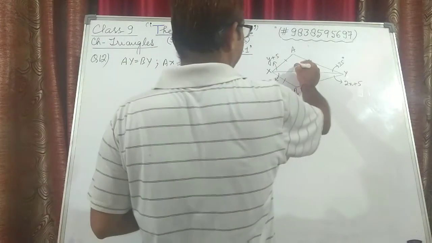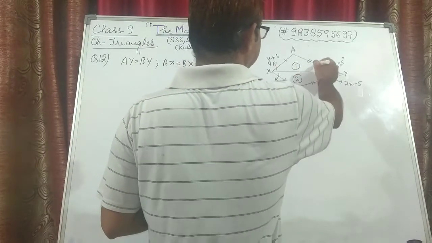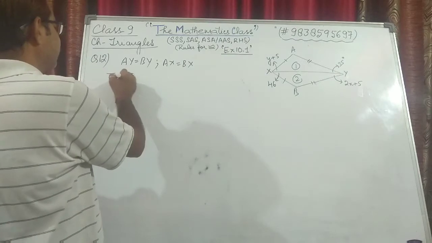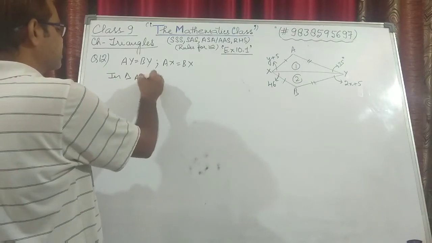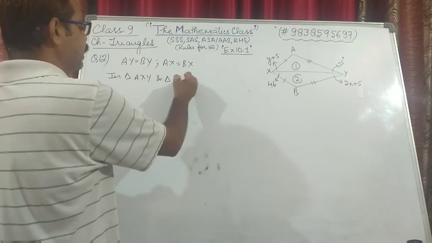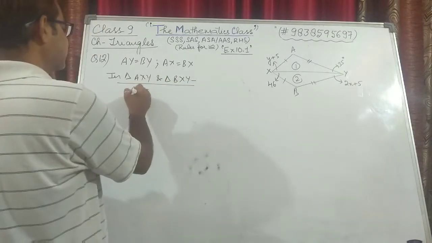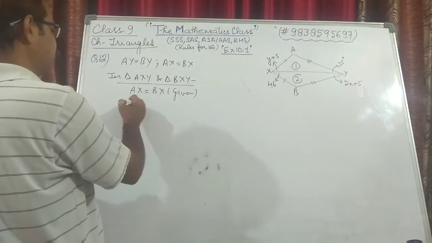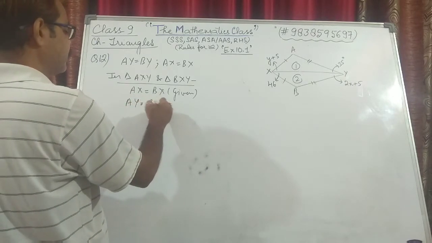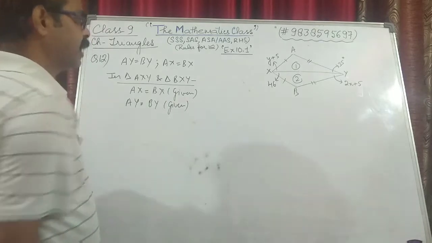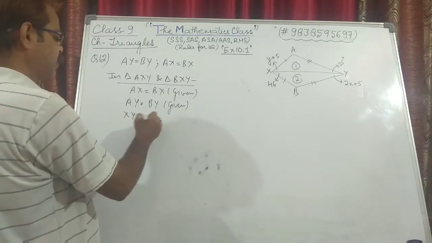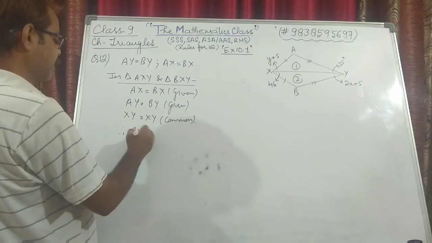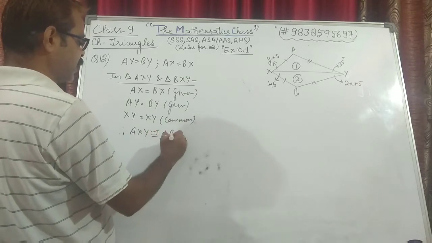So you can say that in the triangles, this side is equal to this side, and XY is common. So what we can say? We can say in triangle AXY and triangle BXY, AX is equal to BX because it is given. Second point, we can say that AY is equal to BY because it is also given. And third point, we can say that XY is equal to XY because it is common to both the triangles. So we can say that triangle AXY is congruent to triangle BXY.